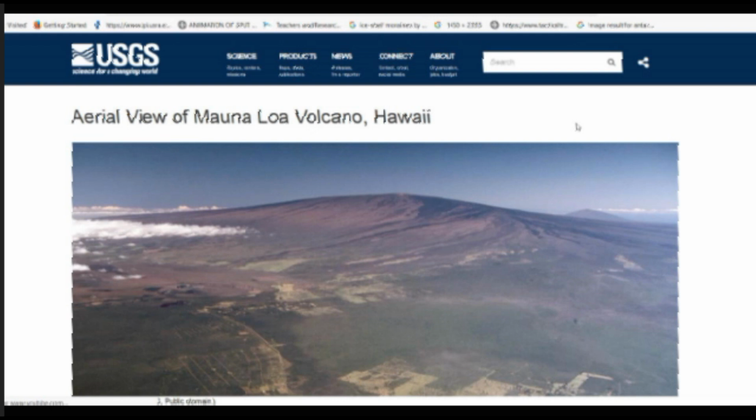A few months back, I was working on a project, and this image kept popping up on different websites under the subject of volcanoes. As you can see right here, it says an aerial view of Mauna Loa volcano in Hawaii. It also states that this image was taken in 1985. So remember that year. That year is important, and I'll come back to that in a minute.